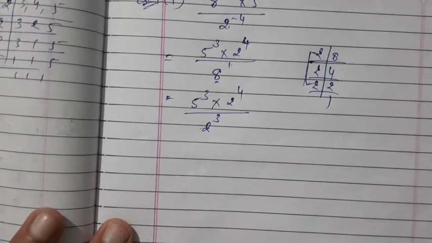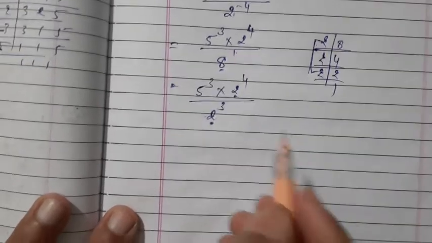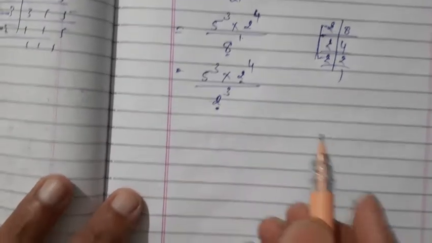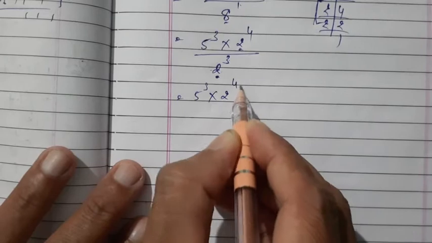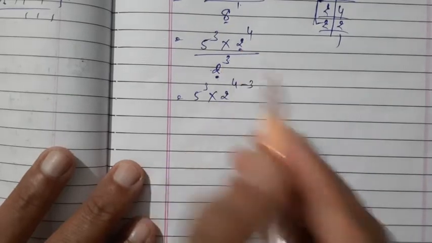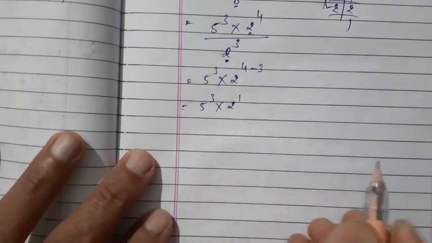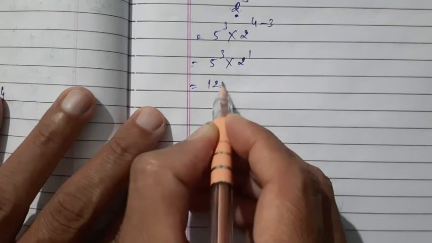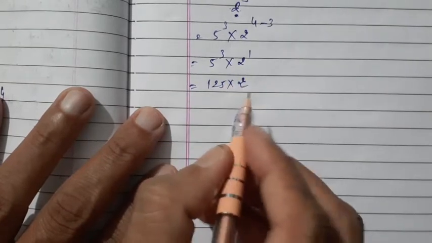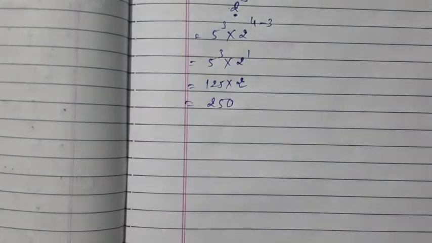Now the same base is there and they are in division form. So what to do? Difference of powers. So 5 raised to 3 into 2 raised to 4 minus 3. Okay, so 5 raised to 3 into 2 raised to 1. 5 raised to 3 means 5 into 5 into 5, 3 times. That is 125 into 2, since 2 raised to 1 means 2. And the answer is 250. Okay. Second one.